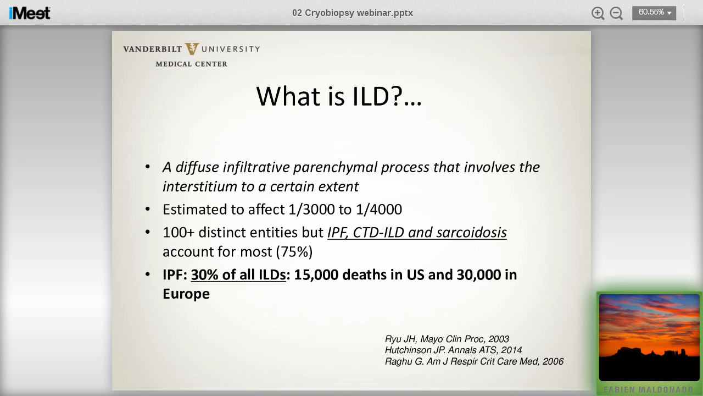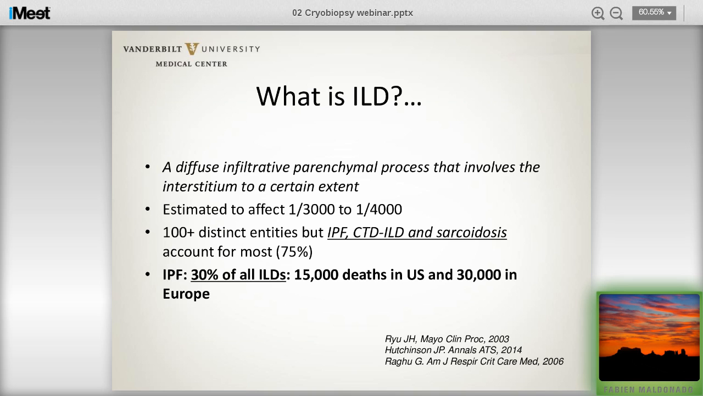It is estimated to affect 1 in 3 to 1 in 4,000 people in the general population. There's tons of very heterogeneous diseases, but of course IPF, connective tissue disease-related ILD, and sarcoidosis account for most of these ILDs, about 75%. Now, IPF has traditionally been regarded as a fairly rare disease.